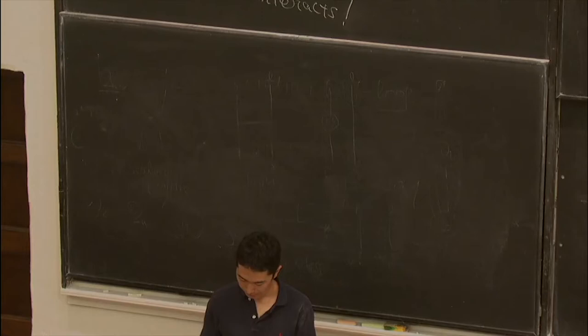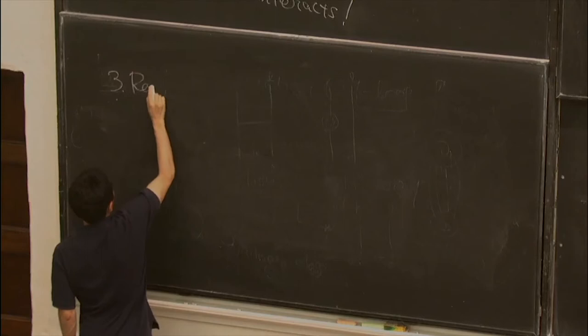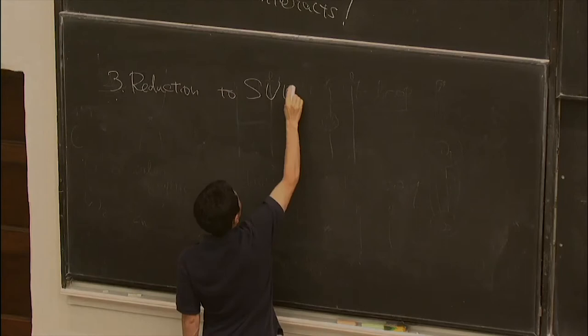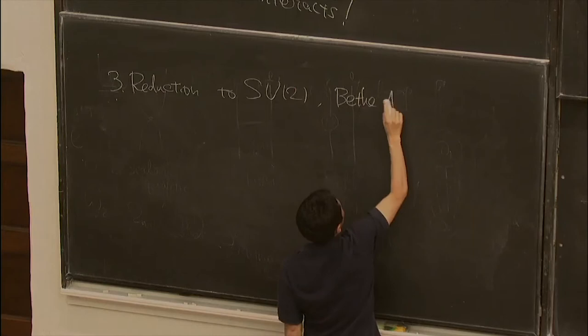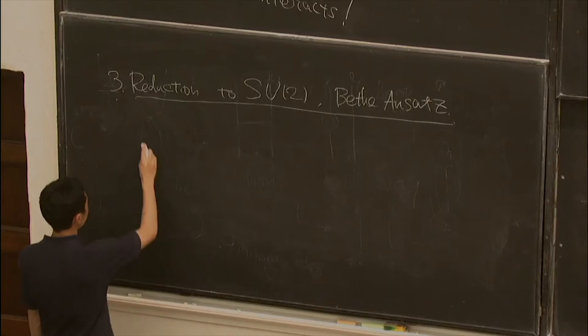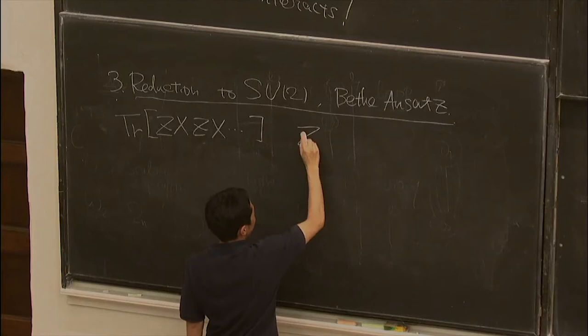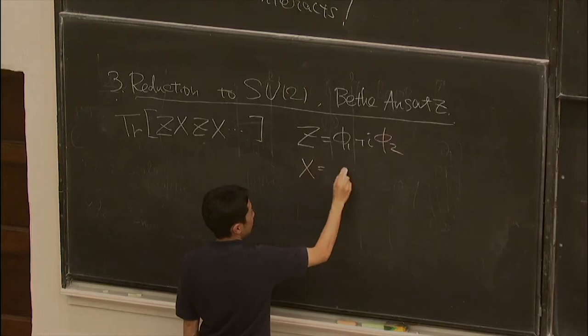Right. So let's now consider some reduction to SU(2), and then I'm going to talk about what's called the Bethe ansatz in the rest of my talk. So far, I've been using all six scalars that are contained in N equals 4 super Yang-Mills theory. But let's consider a further subsector, which is made up of just two different complex scalars: Z is phi 1 plus i phi 2, and X is phi 3 plus i phi 4.